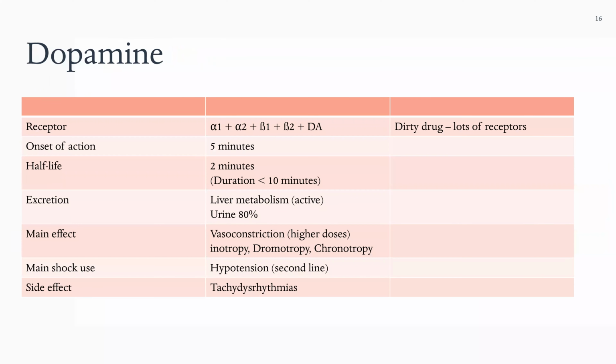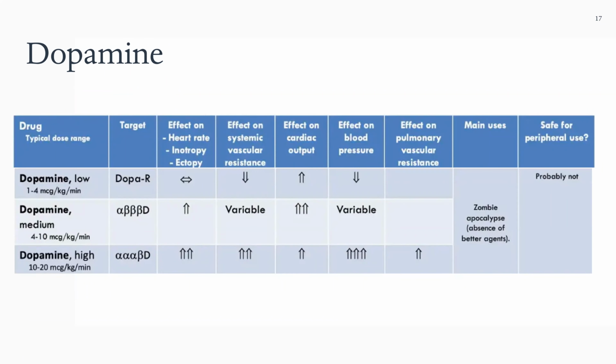Dopamine, some people don't like dopamine. The reason for that is, if you look at the receptors, it's a dirty drug. There are a lot of receptors involved: alpha 1, alpha 2, beta 1, beta 2, and the dopaminergic receptors. Quick onset of action with a short half-life. Another issue with dopamine is its metabolites are active. It causes vasoconstriction in higher doses, but it can also have some effects on inotropy, dromotropy, and chronotropy. The main shock use is hypotension, and the side effect is it can cause tachydysrhythmias. So you can see there are different effects depending on the doses that you use for dopamine. Low doses will only work on dopamine receptors, and as you go higher, you'll start achieving your effect on your alpha receptors.